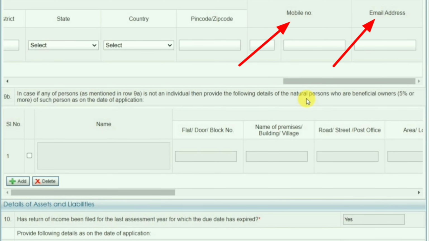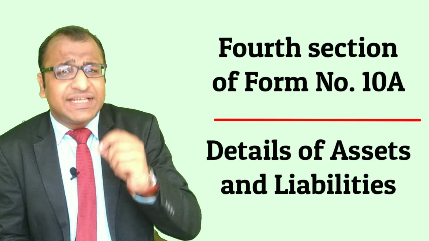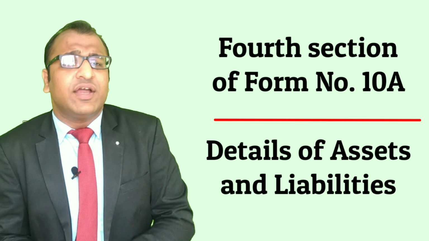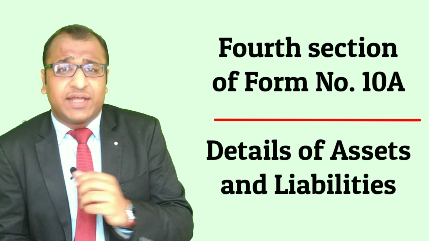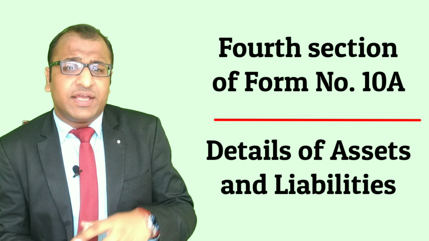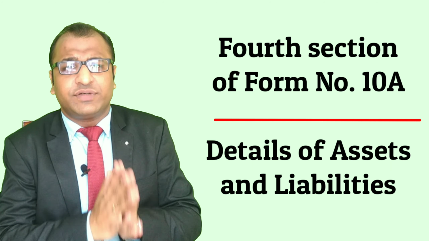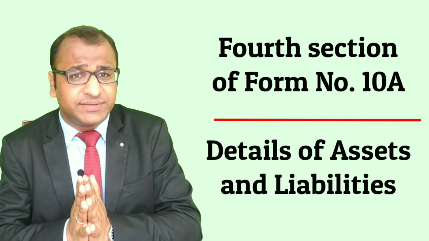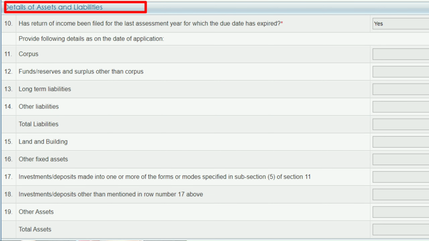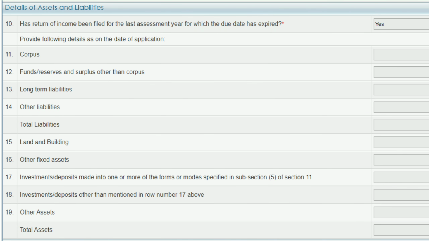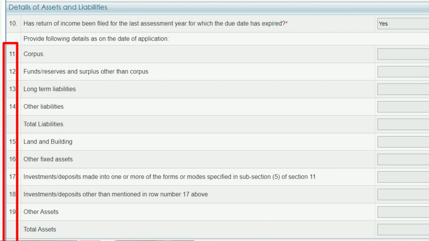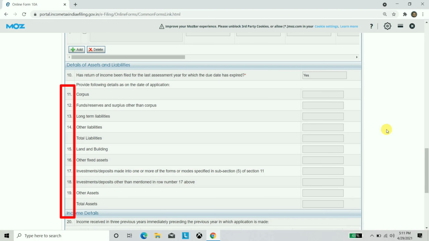The fourth section, which contains the details of assets and liabilities of the organization, seems to start with an auto-populated row. If the organization has filed its return of income for the last assessment year for which the due date has already expired, yes gets auto-populated. However, the further details of assets and liabilities which are mentioned in point number 11 to 19 is not required to be filled in case of application for renewal of registrations.